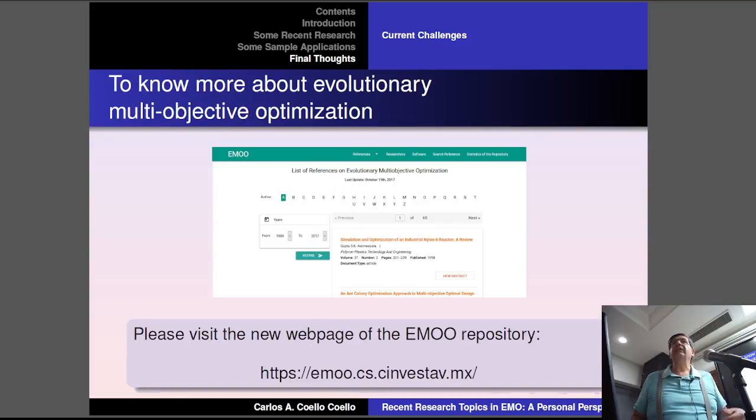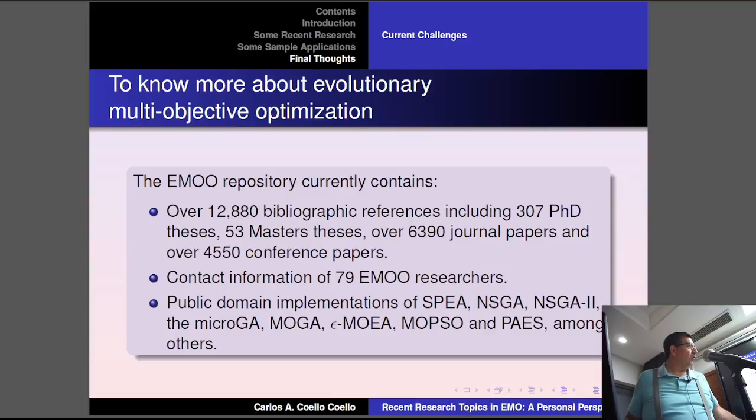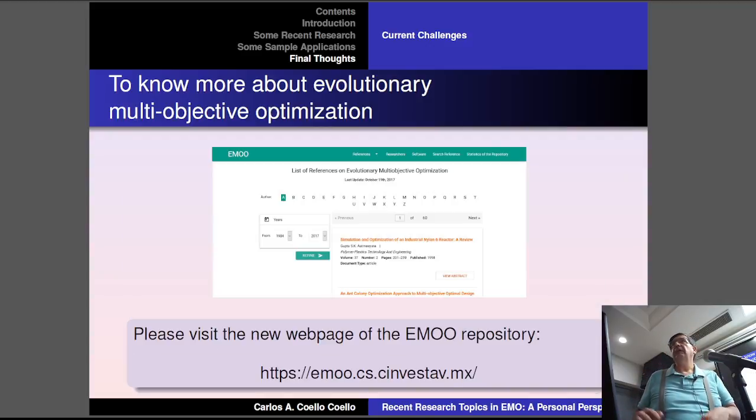In case you want to know more, you are welcome to visit the IMO repository. It's a website that contains a very large number of papers. Also, we have public domain implementations of many algorithms, including full platforms like PlatIMO that contains more than 100 algorithms in MATLAB. We have code in C, in Python, in Java, in C++, in MATLAB, in several programming languages. And all the software is free to use. You can download it and use it.